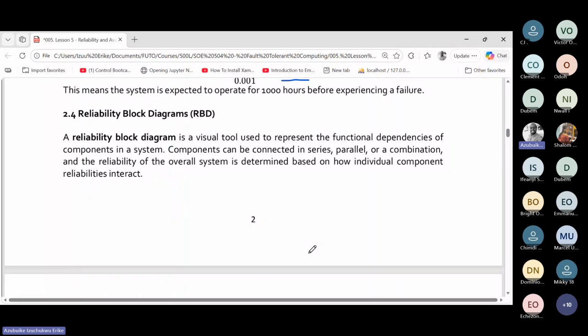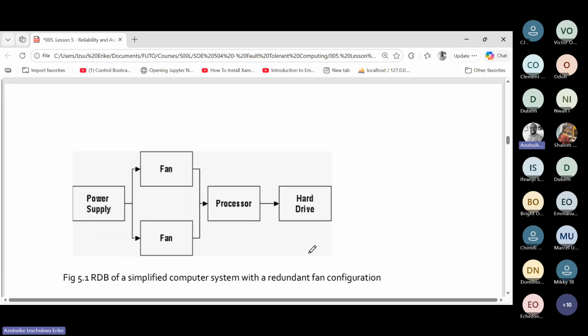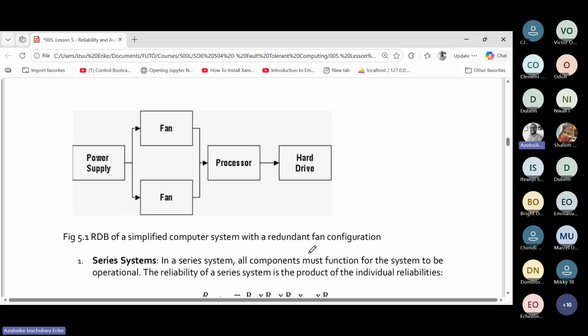So the reliability block diagram is actually a visual tool that represents the functional dependencies of the components in the system. Some of these components can be connected in series, and some of them can be connected in parallel, or even a combination of this. And the purpose of this overall arrangement or architecture of the system is to improve the reliability of the overall system based on how the individual components of that system interact. Now, let's take a look at a simple computer system, for instance. This is just a block diagram, like we said.